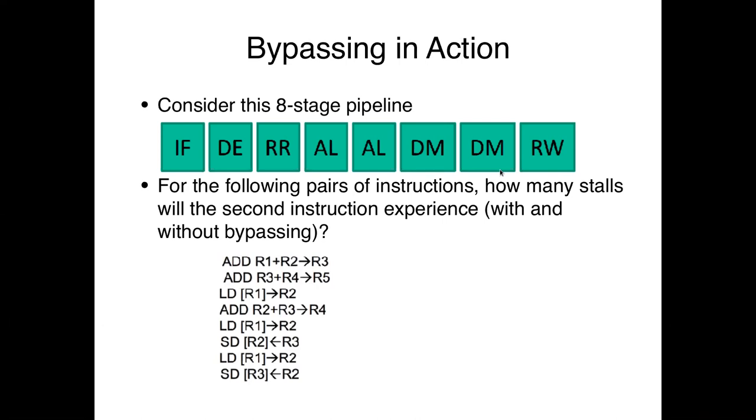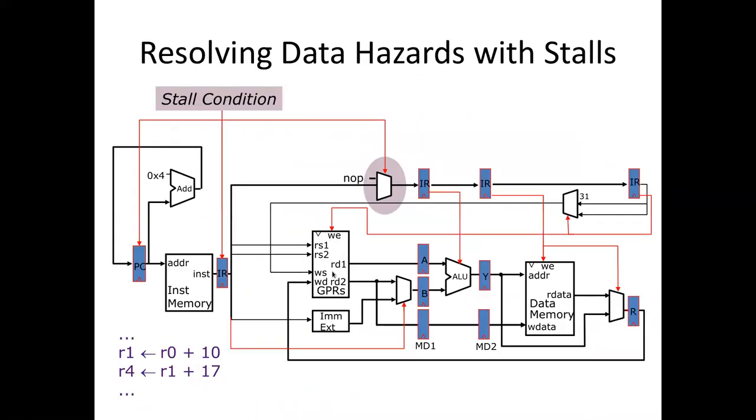So the question is, for the following pairs of instructions, these two adds, then an add and an LD, an add and an SD, and an LD and an SD, how many stalls will the second instruction experience with and without bypassing? Let's recall what a stall is. If we realize we don't have this data yet, we're just going to have to delay executing this instruction. We'll send a no-op through the rest of the pipeline, and then wait until it actually hits our register file. That's if we don't have any bypassing.